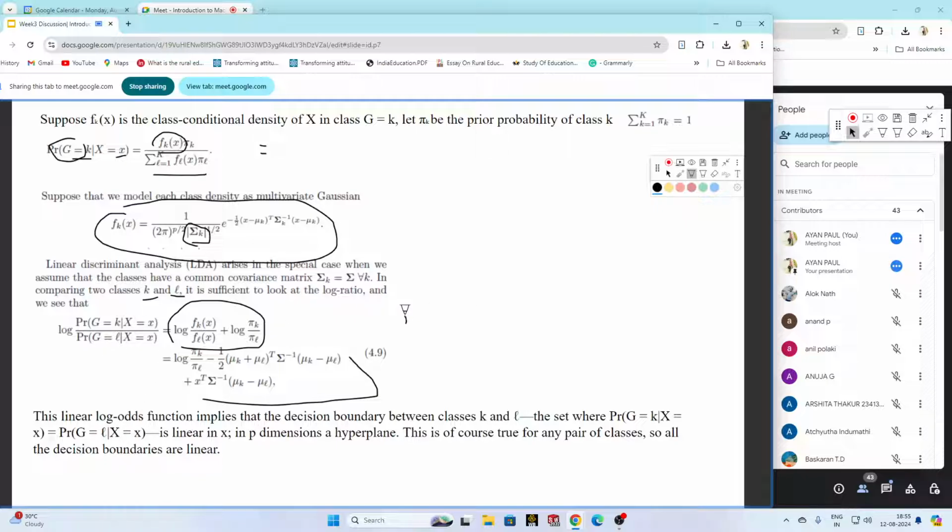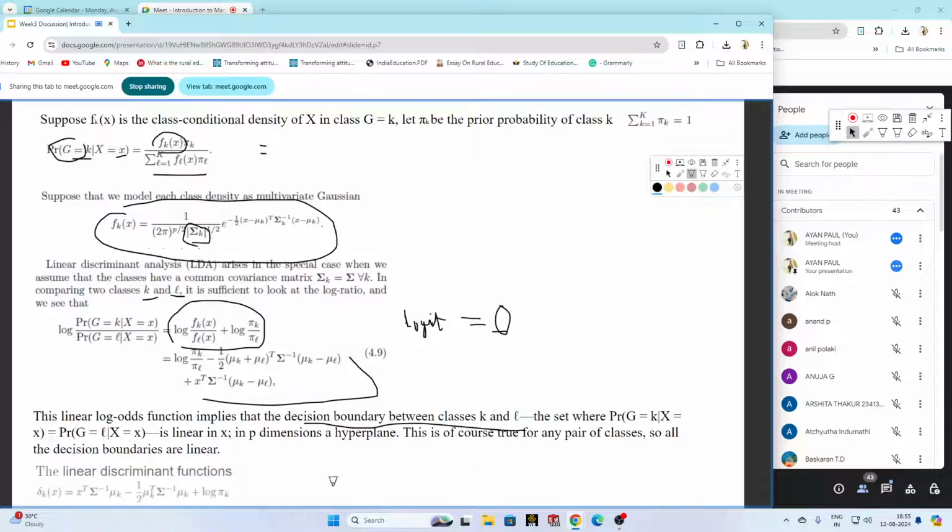Okay, whenever your logit function will be equal to 1, that equation we will call the boundary equation. That means log, whenever that will be equal to... okay, not 1, sorry, this will be 0. Whenever your logit function will be 0, or whenever your two probabilities will be equal, that will give the decision boundary between the k and l class.